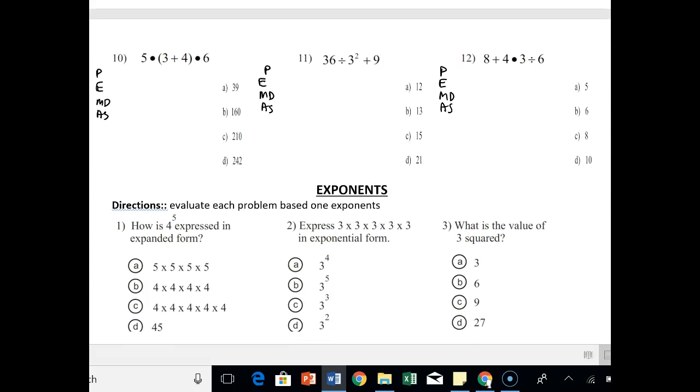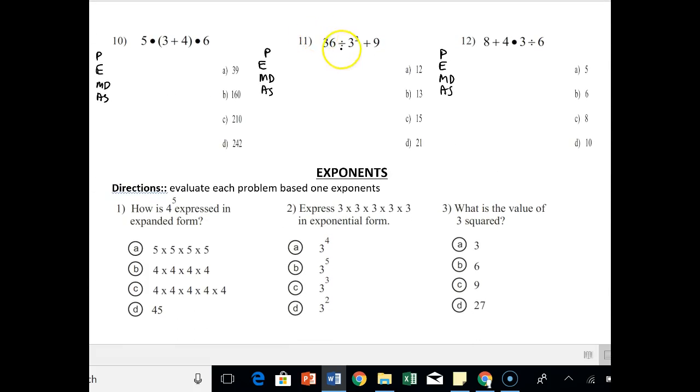On the back side, number 11, we have to do the exponent first because there's no parentheses. So 3 squared is 9. So we have 36 divided by 9 plus 9. 36 divided by 9 comes up next because we're done with exponents. I don't have multiplication. I got division here. So 36 divided by 9 is 4. And then 4 plus 9 is all that's left. So all division's done. Now we're just doing addition. 4 plus 9 is 13. So B is your answer there. 12 you'll do on your own.